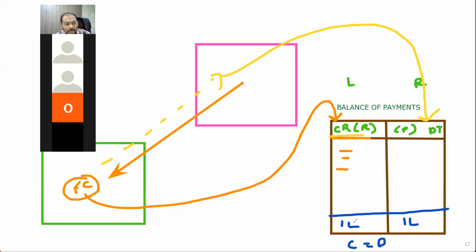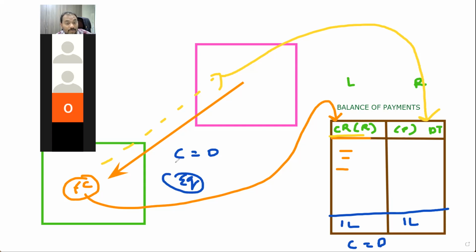Yes, sir. So do you know what this is called? You call this equilibrium. When credit is equal to the debit side of the balance of payments account, it is called equilibrium. It's called balance of payments equilibrium. You call it equilibrium because there's an equality between credit and debit, an equality between payments and receipts.